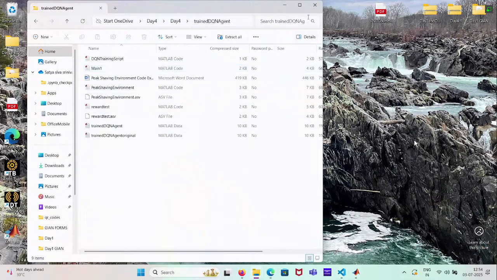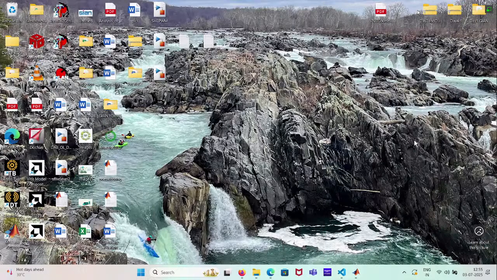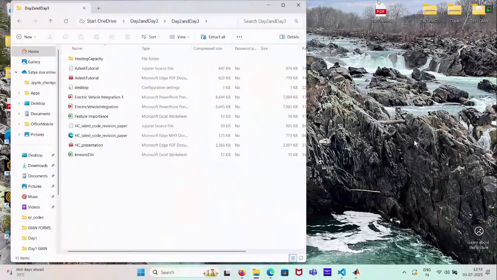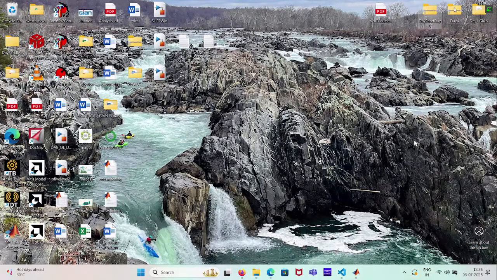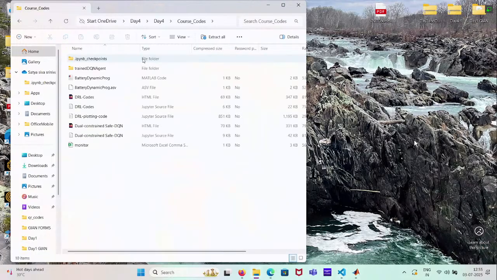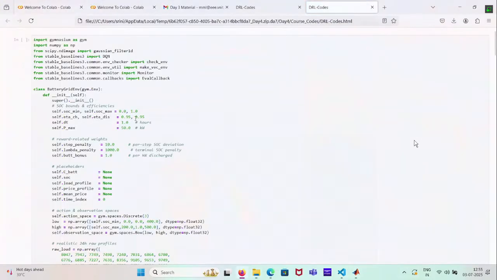The other one. Code. No, same day 4. Okay. So in the codes folder, there is an HTML, DRL something HTML. Yeah, that's right. Okay. So this is the script you have.